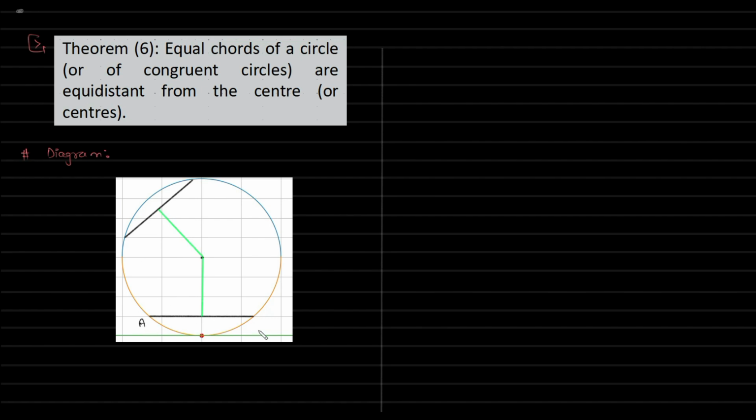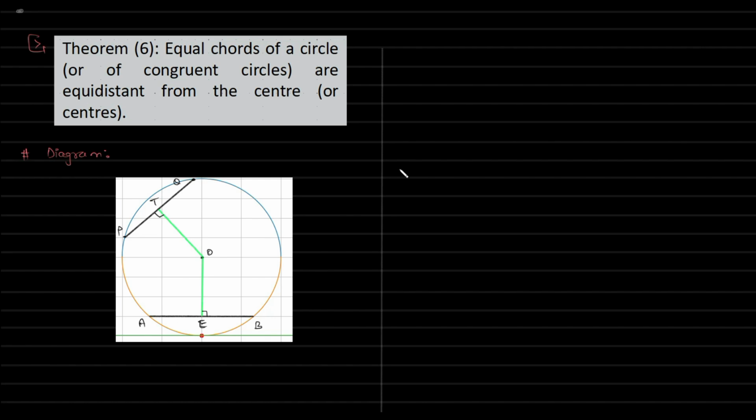I have a chord AB and PQ. So we have the center O, and these are, remember, perpendicular lines. We'll call this T and this E. So we have to prove that OT is equal to OE. I mean, that's what the theorem tells. Let's prove this.